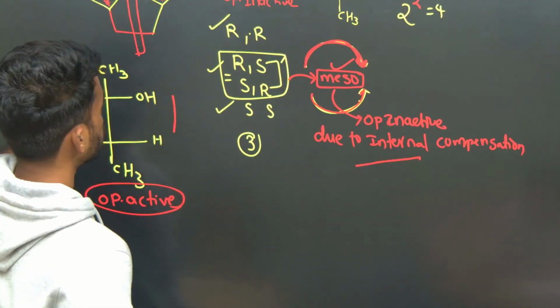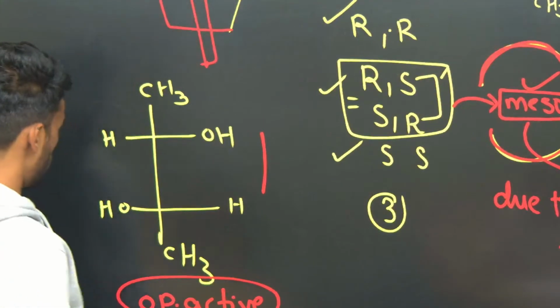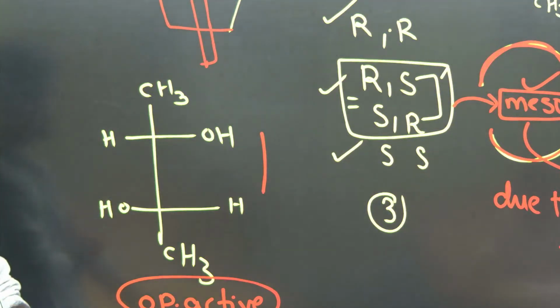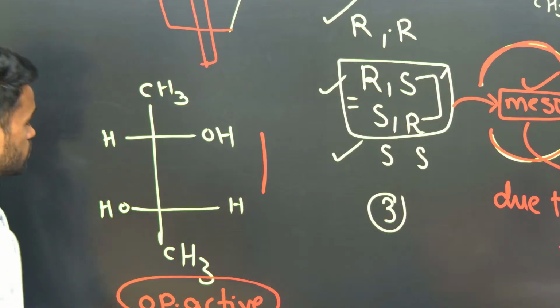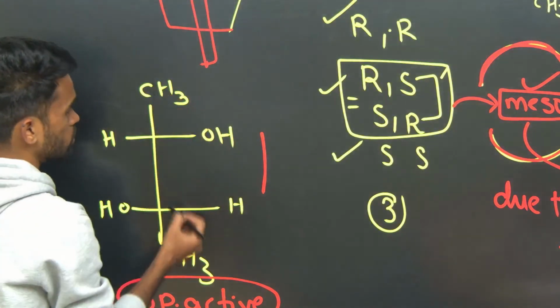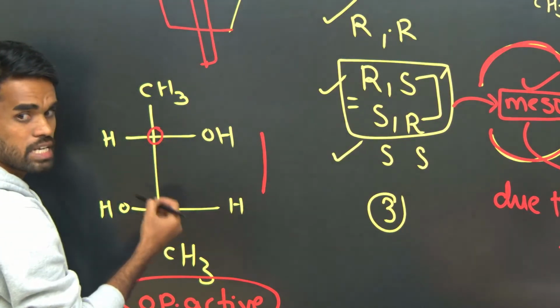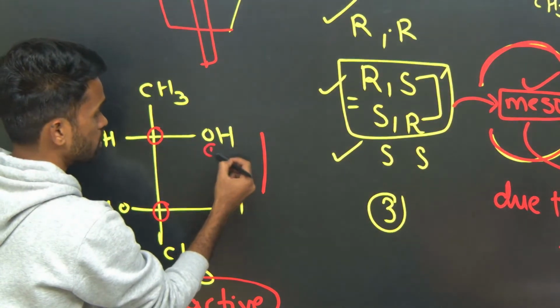Can you try to assign the RS nomenclature for this molecule? Sir, but two are there, no? No issues. Out of these two, just start here. This is a chiral center. Give for each chiral center separately. So this will be 1.